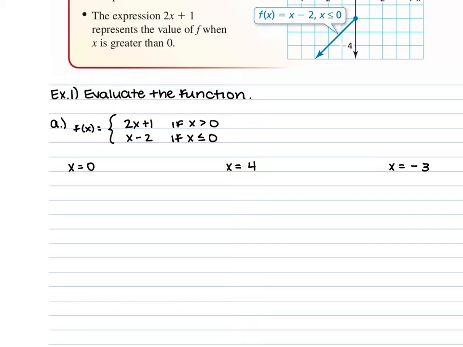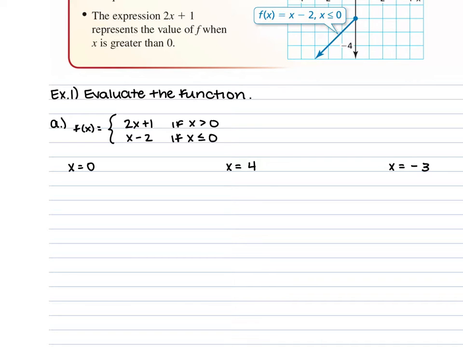If we look at example 1, we're given the function f of x is equal to 2x plus 1 if x is greater than 0, and x minus 2 if x is less than or equal to 0. We're evaluating this function for x is equal to 0, x is equal to 4, and x is equal to negative 3. The first thing that you want to do is test your inequalities with this given x value.